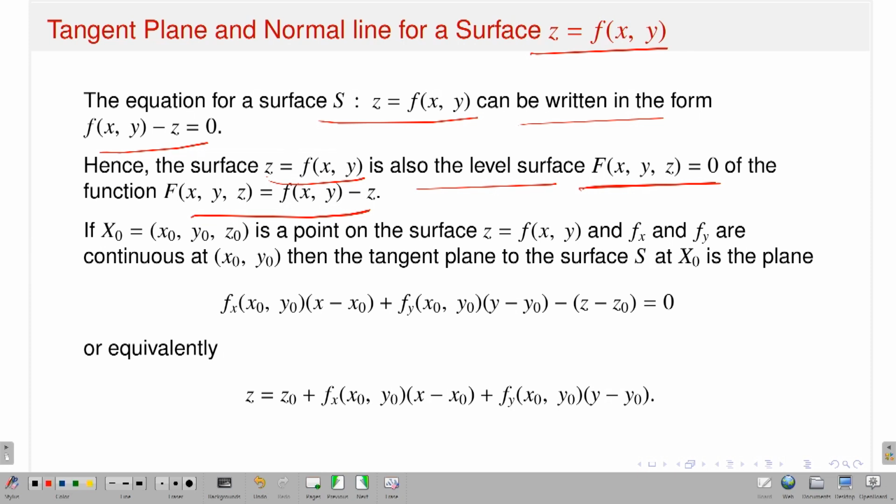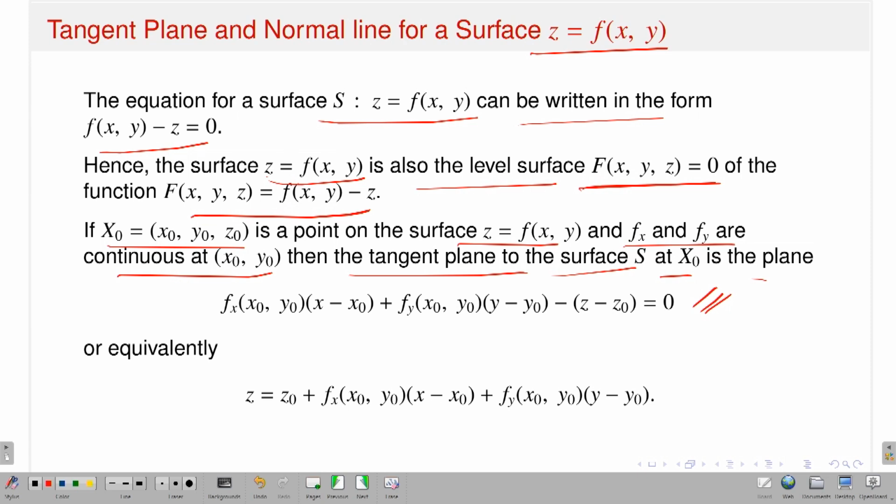Now once we have the level surface, you know the formula, the definitions of the tangent plane and normal line at a given point. So that's what you have to do. If I take a point capital X naught on the level surface, that means on the surface z is equal to f of x, y, and suppose fx, fy are continuous at the point (x naught, y naught), then the tangent plane to the surface S at X naught is the corresponding plane.